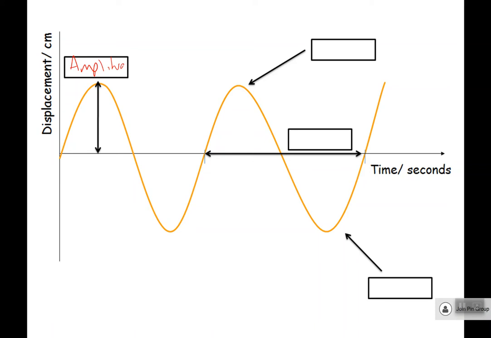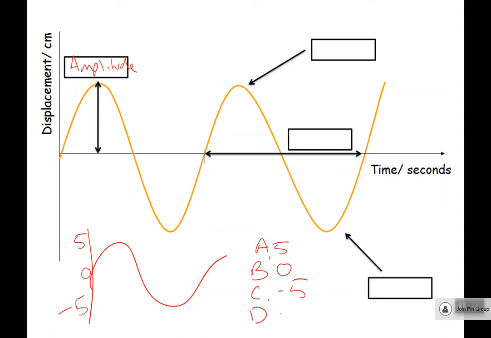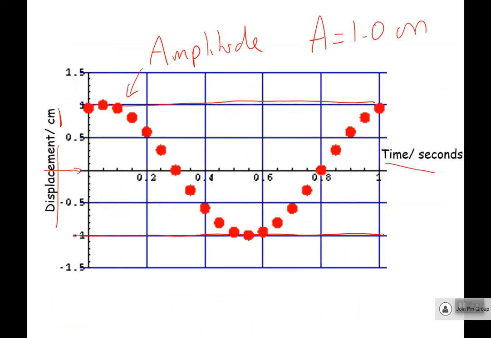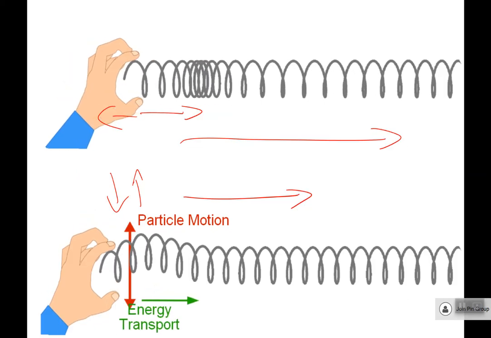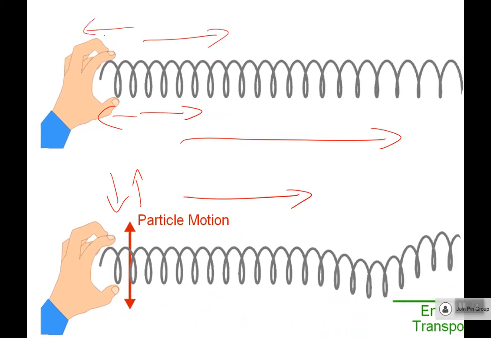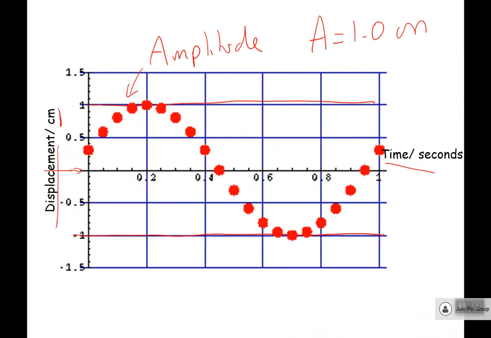Just be careful because they will try and confuse you. They may draw a graph like this, and they may say, I don't know, that's 0, that's 5, that's -5. And they may say, right, what's the amplitude? And it may say A is 5, B is 0, C is -5, and D is 10. In this case, the answer is A, and it could be C. The reason why it's negative, it just means that it's going backwards, if you like. So positive is when this particle is going forward, and then negative is when it's going backwards. You can see the Slinky going back to its normal position now.